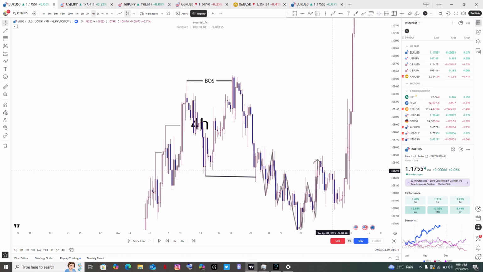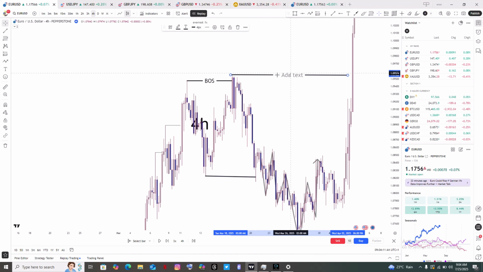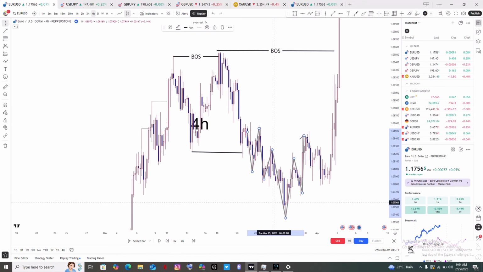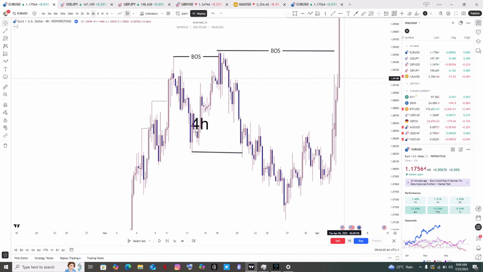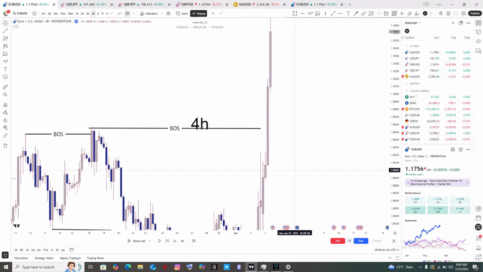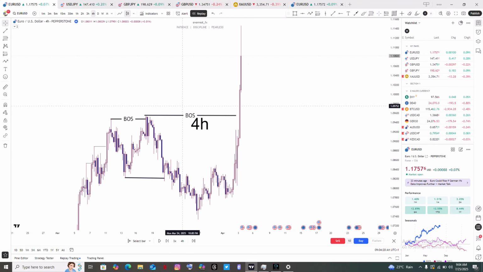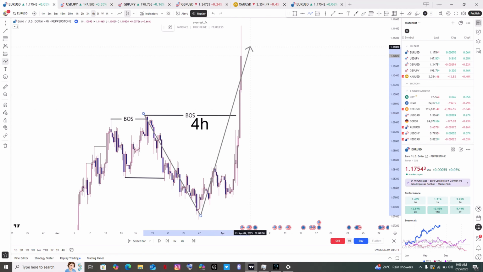But eventually, the market came back and broke this high. This is our new break of structure. The market came back and broke this high. So now we know that, okay, we are fully still on an uptrend. So what are we expecting now? Now that we have confirmed that we are still on an uptrend, this is a low, and then we now have a break of structure to the upside.